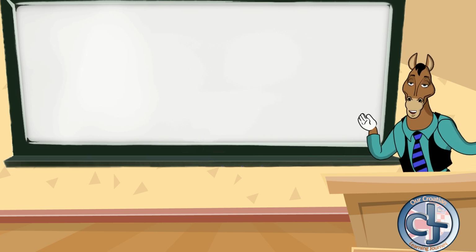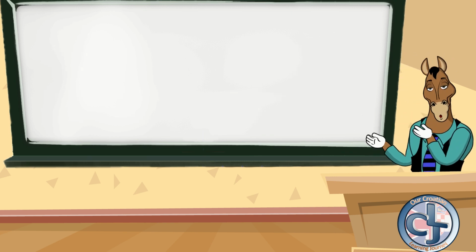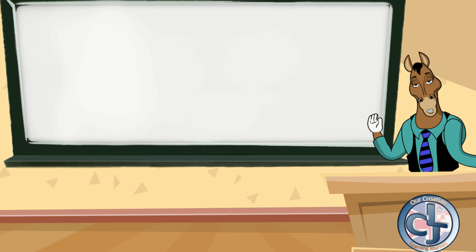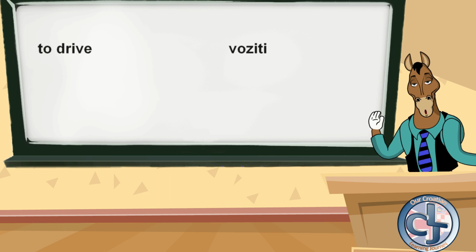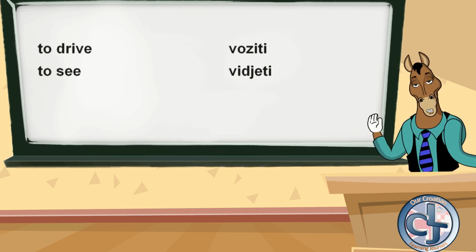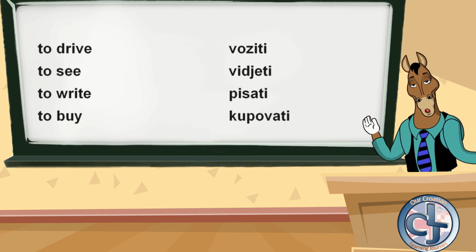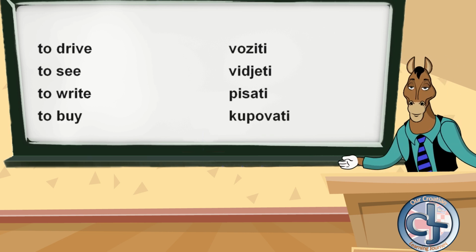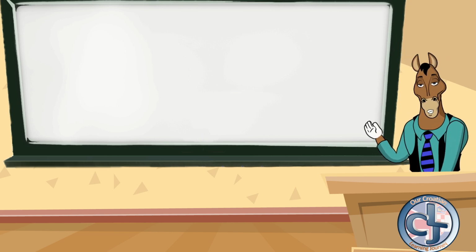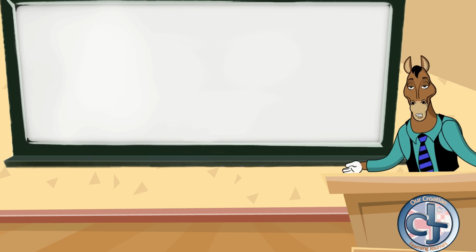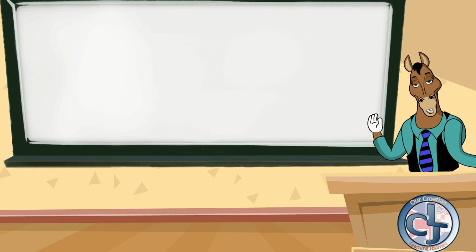In the next few videos, we will continue to expand on these and go through with you more of the variations and changes of other verbs. For example, to drive, voziti, to see, vidjeti, to write, pisati, and to buy, kupovati, etc. The exercises on Patreon for the verbs in the present tense are also building on the possessive pronouns, and now you'll practice these in the accusative case.